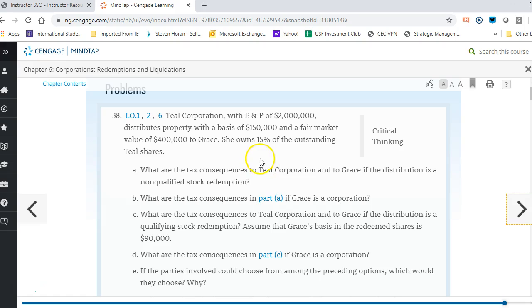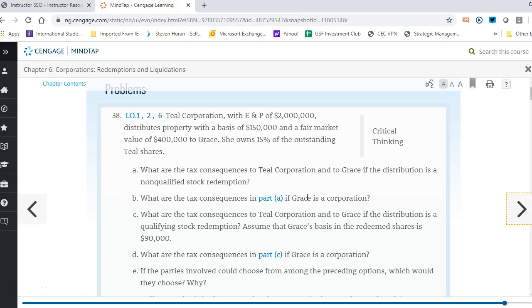So Grace Co. Okay. Well, if she's a corporation, she's going to qualify for the DRD, the dividends received deduction, right? And we talked about that. I think it was Chapter 3, I forget if it was Chapter 3 or 4. But the dividend received deduction, so she owns less than 20%. At 20% or lower ownership, she qualifies for a 50% dividend received deduction.